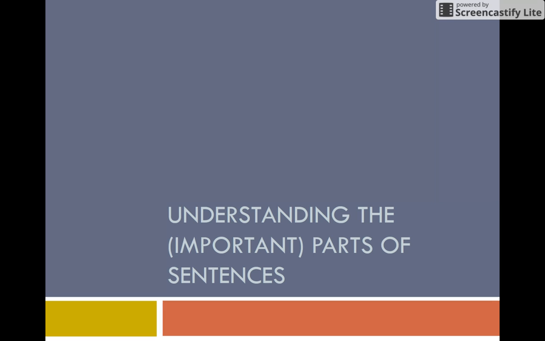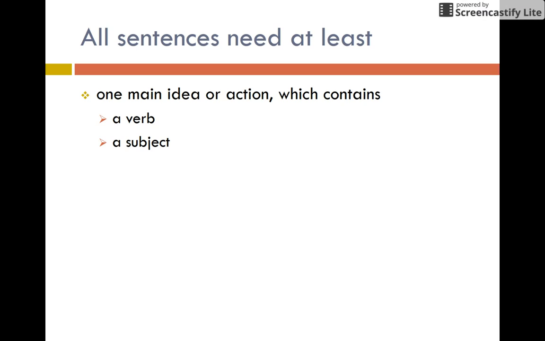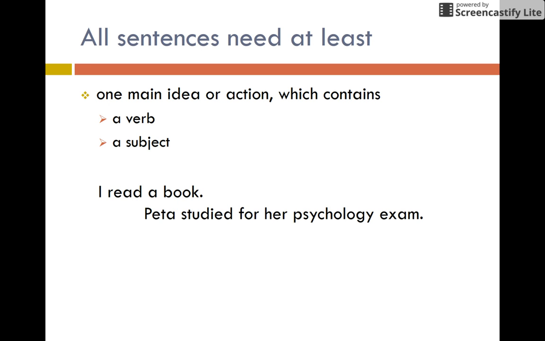Understanding the important parts of sentences. Now, all grammatically correct sentences need at least one main idea or action, and this will contain a verb and a subject. I read a book. Petra studied for her psychology exam. The cows are milked at dawn.